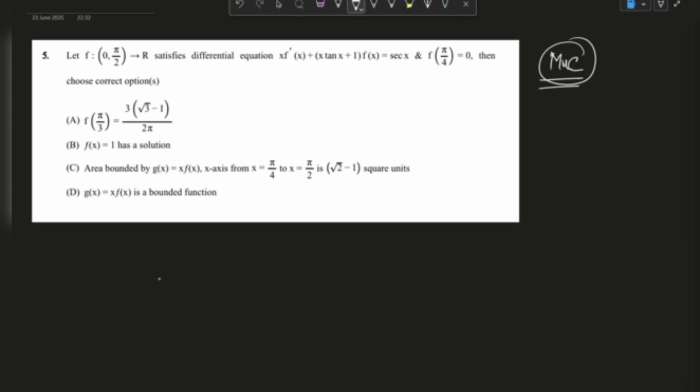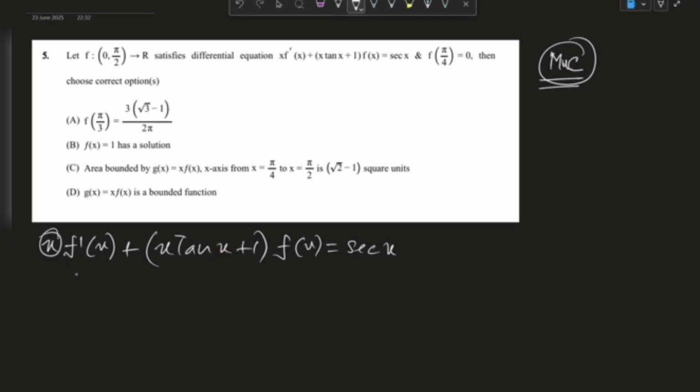So basically we have a differential equation and we have to solve that and look into the options. So I will write this down. This is x f dash x plus x tan x plus 1 into f of x equal to secant x. So basically if I divide this complete equation by x, I'm writing this as dy by dx, and this thing will become tan x plus 1 by x, and this is y, which is equal to secant x by x.